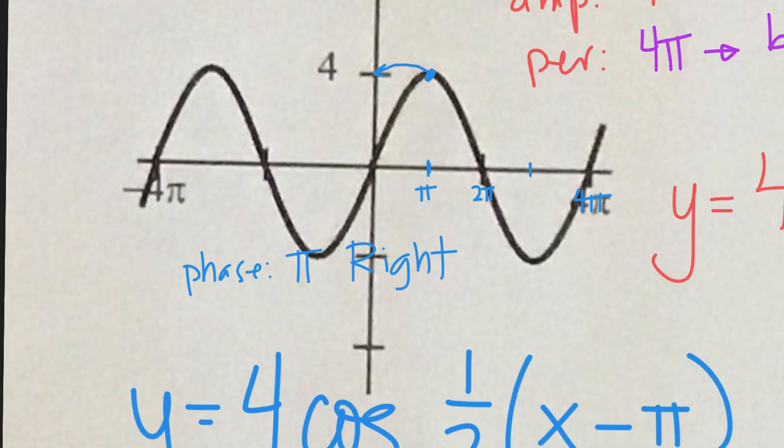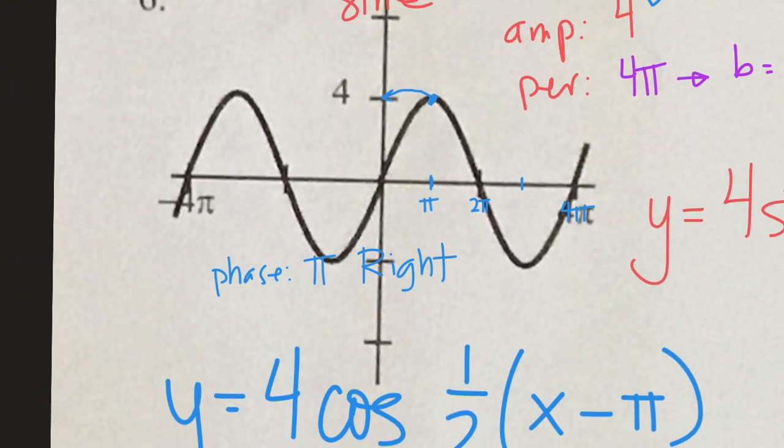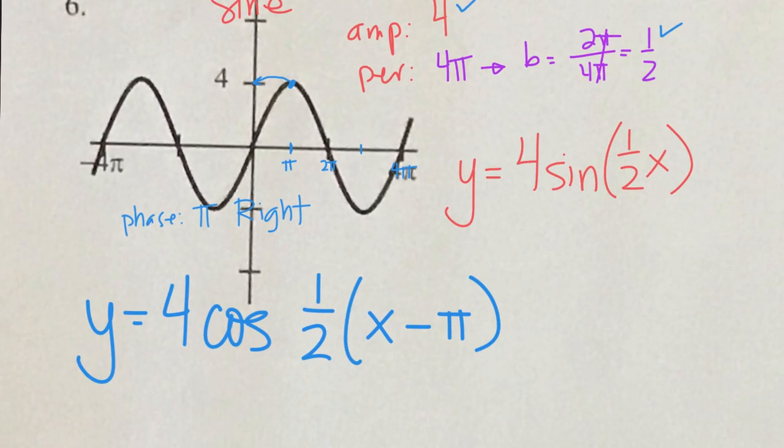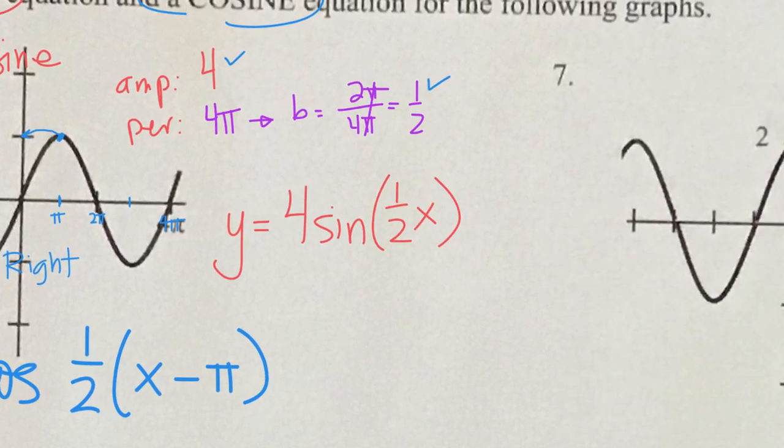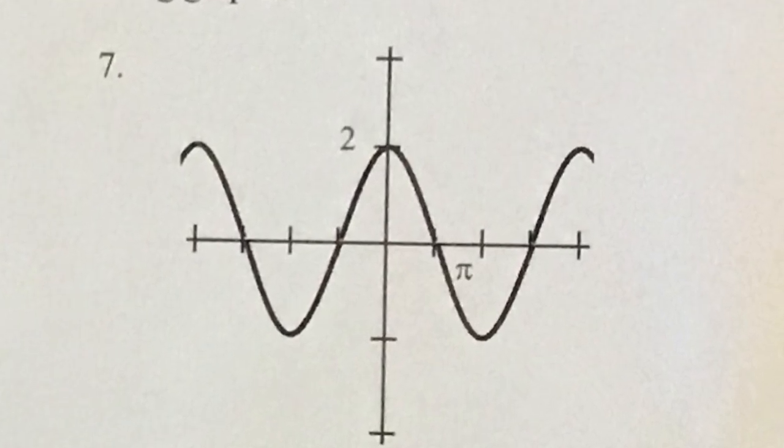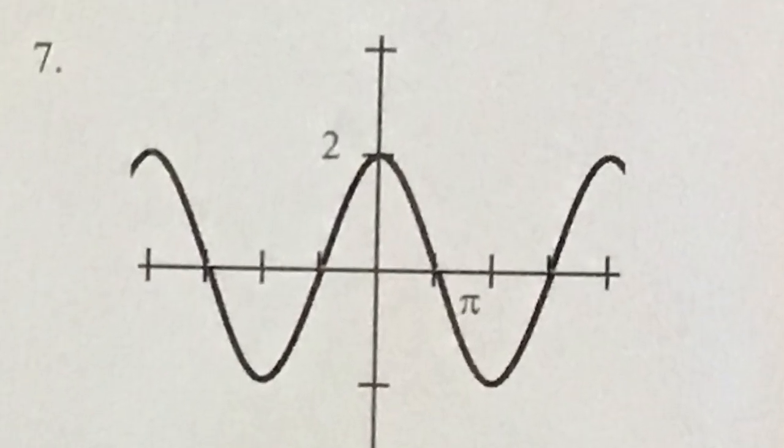So there are your two equations, right? One is a sine equation without a phase shift, and the other one is a cosine equation with a phase shift. Okay, so that will happen with all of these. Number 2, is this a natural sine or a natural cosine graph?